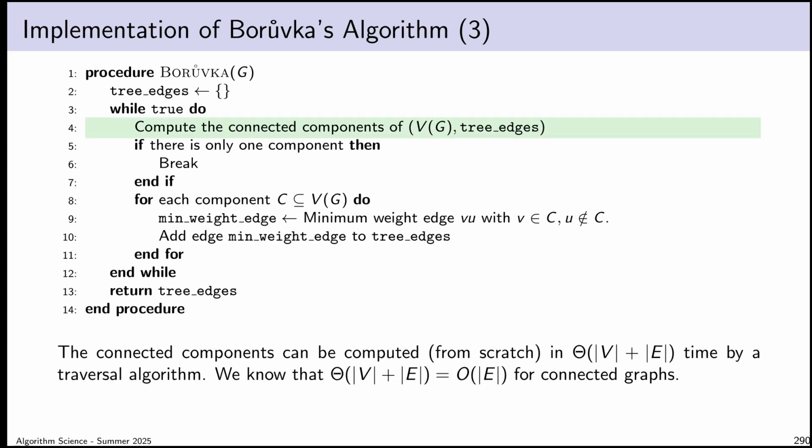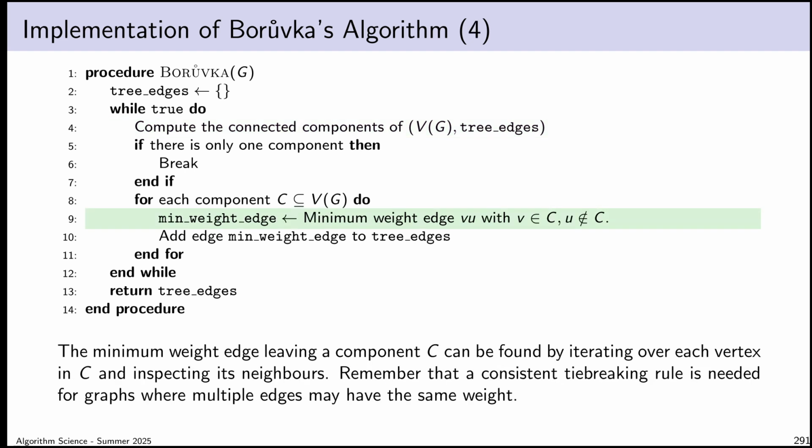Okay, well, if I want to recompute components from scratch, I could just do that with one of the various algorithms we know in linear time. Okay, until I think of a better idea, let's suppose we do that. That would be big O of E. So I mean, we know already that the V gets dominated by the E there. The minimum weight edge leaving a component, well, as I said, I could just iterate over all the vertices in the component and look at its neighbors. I have to use a tie-breaking rule, but that doesn't add any real complexity. That's just an extra if statement.